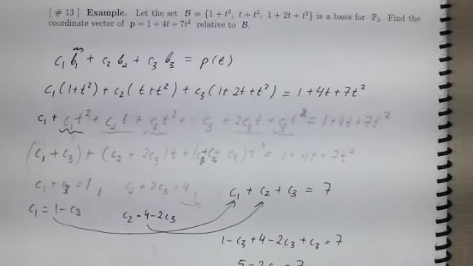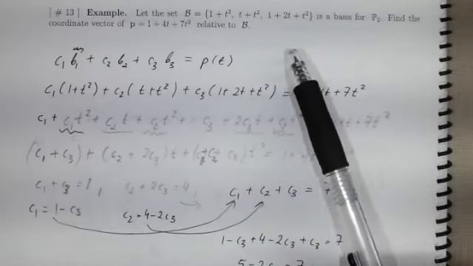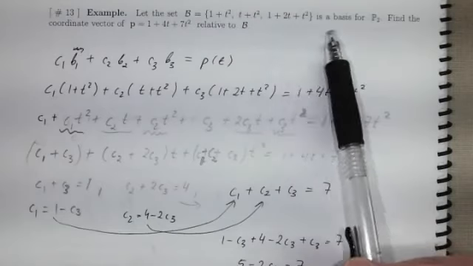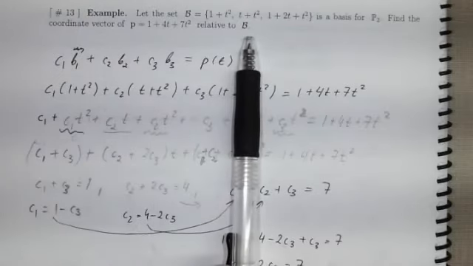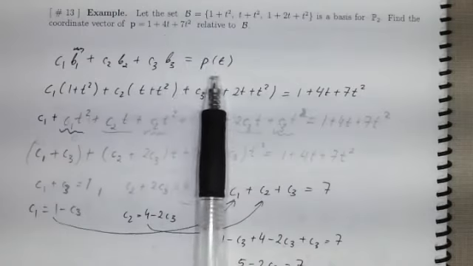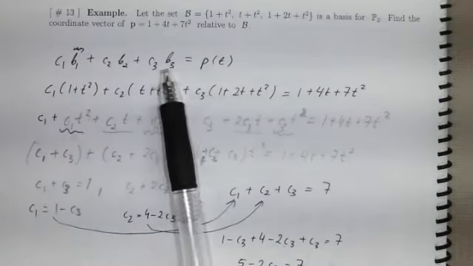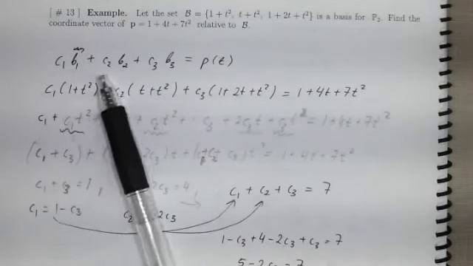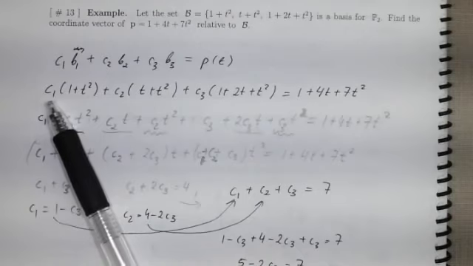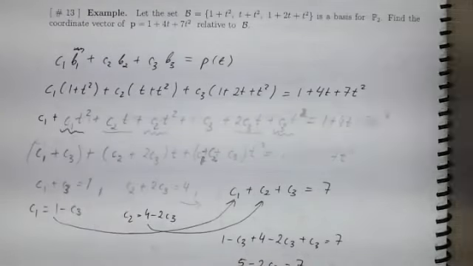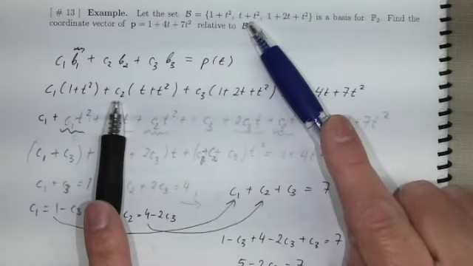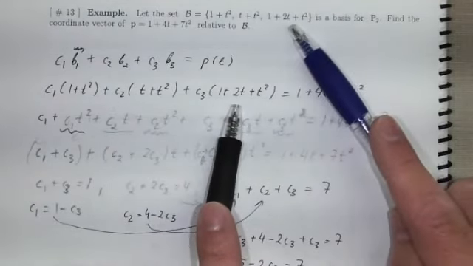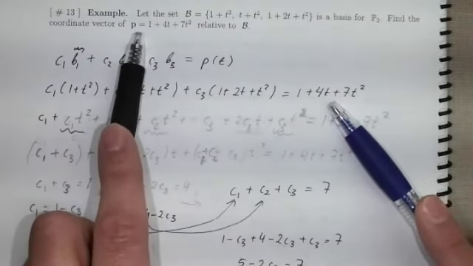Next example, we have let the basis be the polynomial basis, which is the basis for P2. Find the coordinates vector of p relative to that basis B. So if I have vector p, I can write this as a linear combination of vectors from the basis. So I need to find the coordinates c1, c2, c3. If you substitute, this would be c1 times the first vector from the basis, plus c2 times the second vector from the basis, plus c3 times the third vector of the basis, and it's equal to the original vector.